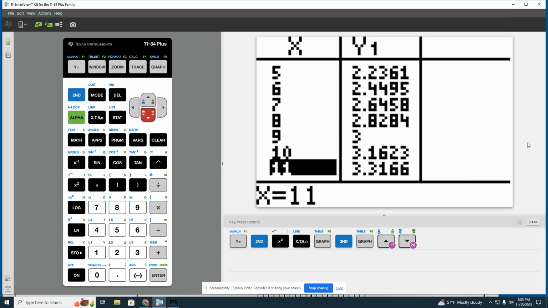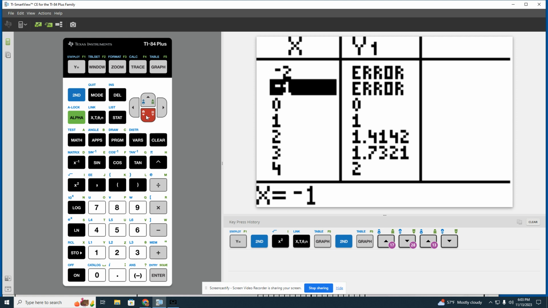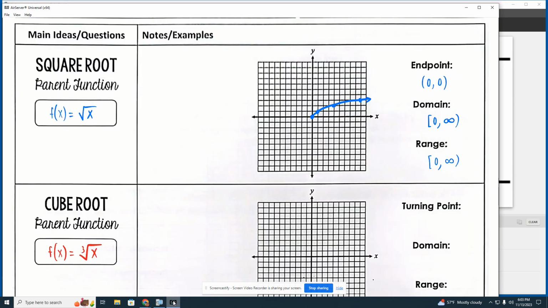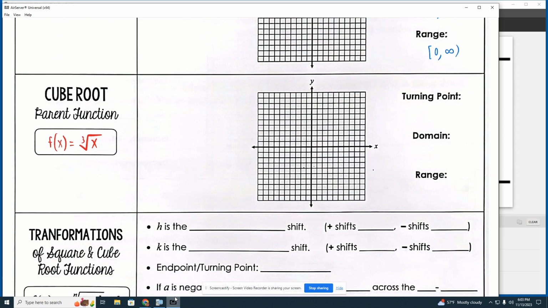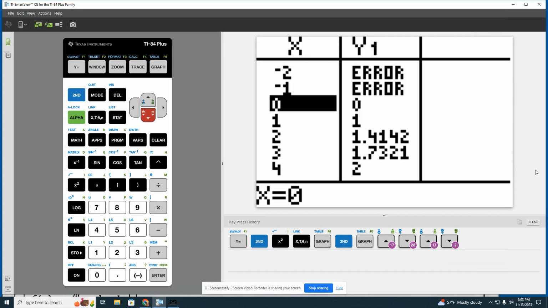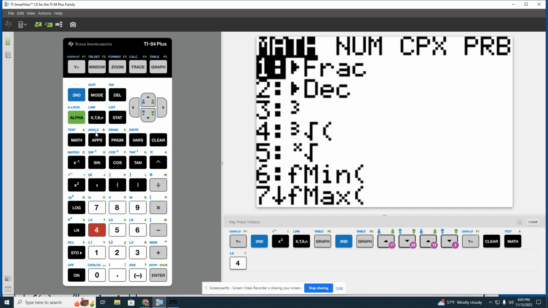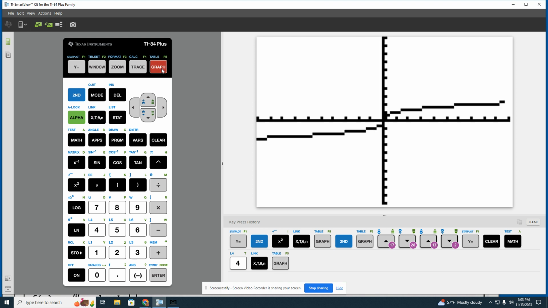When you go look at that table, everything to the left of 0 was undefined because you can't take the square root of a negative. It's not definable the way we define values. But is that going to happen in cube root functions? I mean, remember, you can have positives and negatives. So cube root functions are going to look different. So I'm going to go to math, number 4, and do the cube root of x and see if we were right. Yeah, absolutely we were right.